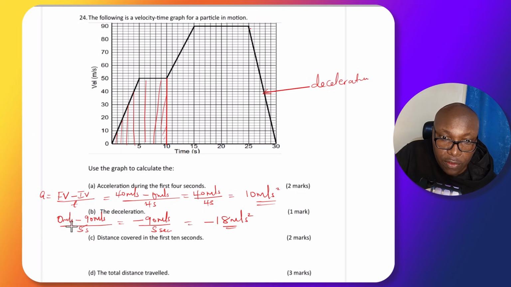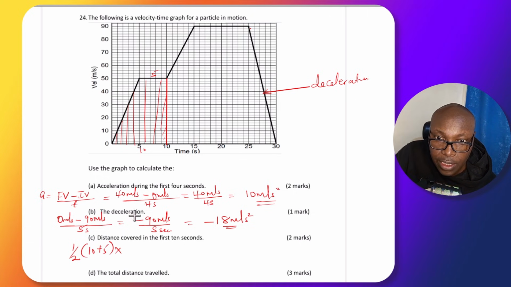To get the area of a trapezium, it is a half, multiplied by the sum of the two parallel sides. The two parallel sides are this one, which is 10, from 0 to 10, and this one, which is 5. So this will be 10 plus 5.